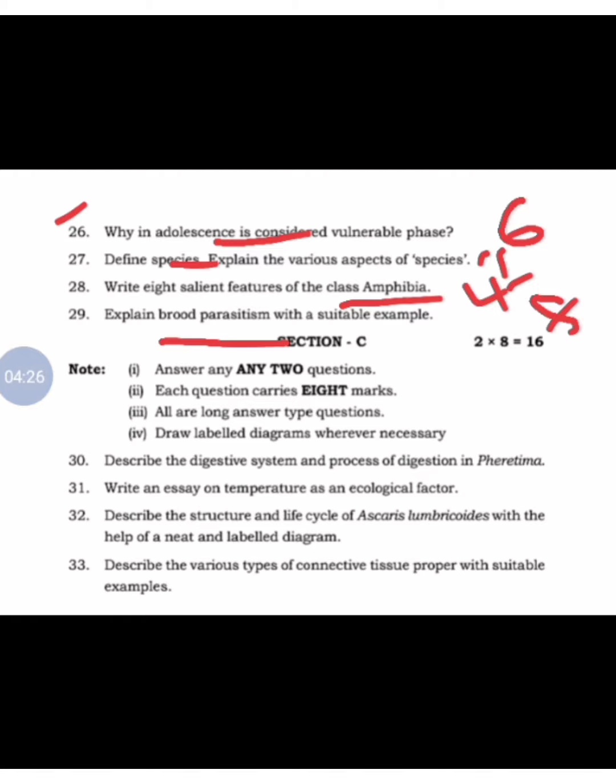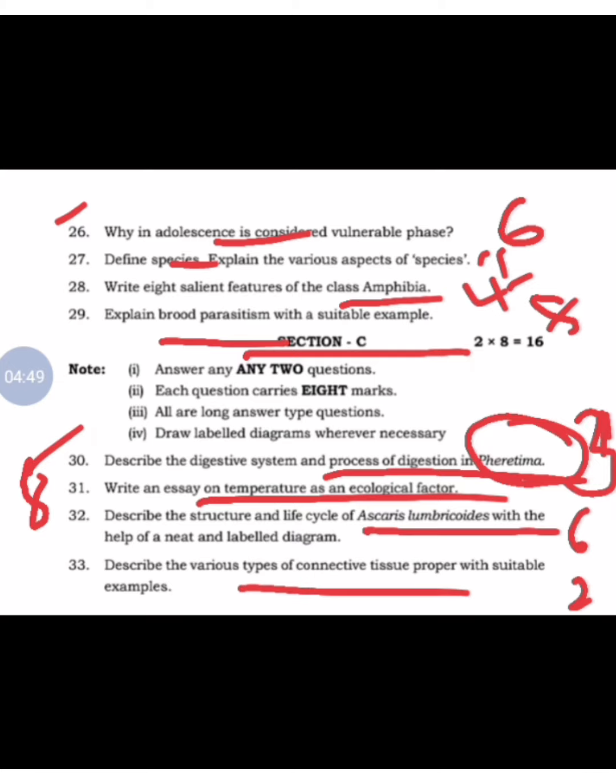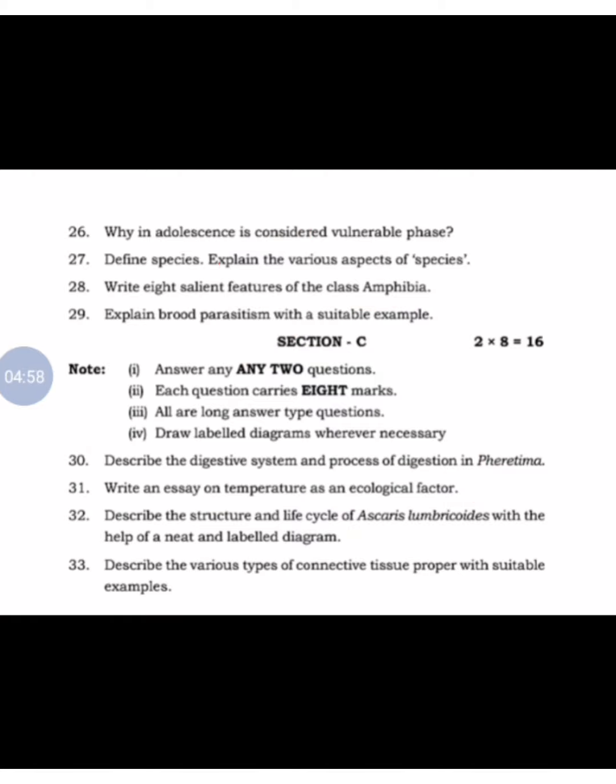Okay students, coming to Section C, as usual like the previous year also, a 3rd chapter essay question: digestion and process of digestion in Pheretima posthuma, that is earthworm. Temperature as an ecological factor: the first question is from chapter 3 and here it is chapter 8. The second, third one, 6th chapter, Entamoeba histolytica, and 2nd chapter, as usual like the previous year paper pattern only, but in very short answers they gave extra 5 questions. So this is the paper pattern students.